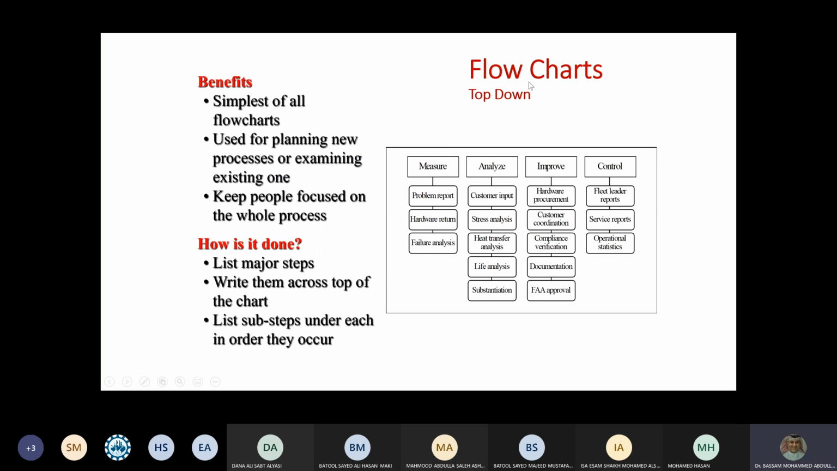Okay, so flowcharts are really good. They're important. They help a lot. You can analyze. It makes your life easier. You can also control processes. Flowcharts just make life easier.